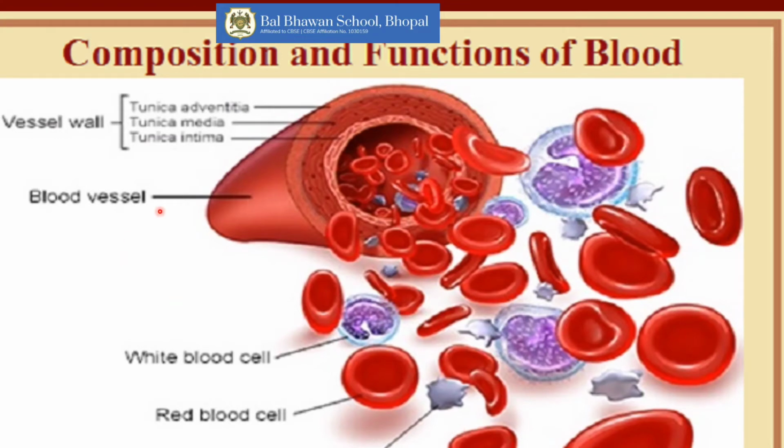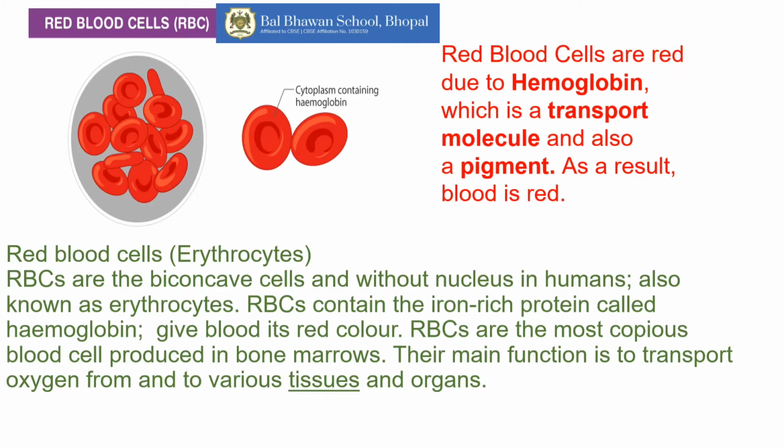Here the slide shows the blood vessels. You can see that this is a blood vessel, and inside it they have shown the three types of blood cells. The biconcave disc cells are the RBCs, which look red, and then here we have WBCs, and then these small cell particles are the blood platelets or thrombocytes. Now let us discuss each one of them in detail.